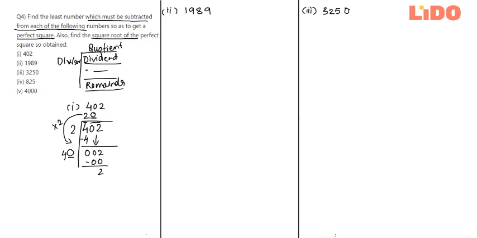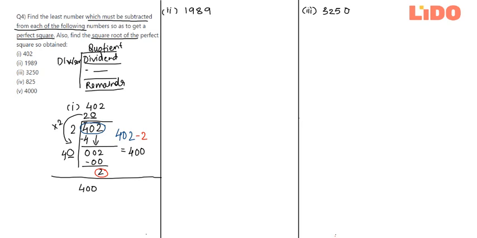So in this case, if you see the remainder and the dividend, what do I need to do? I need to subtract the remainder from the dividend, and the answer that I'll get is a perfect square. So 402 minus 2 is equal to 400. The second part of the question says I need to find the square root of the perfect square obtained. So let's do that too.